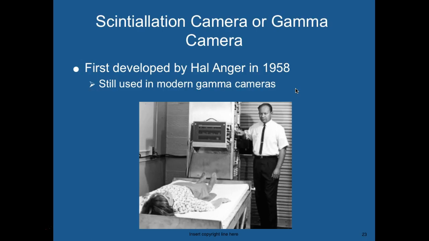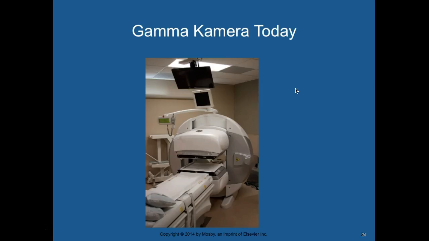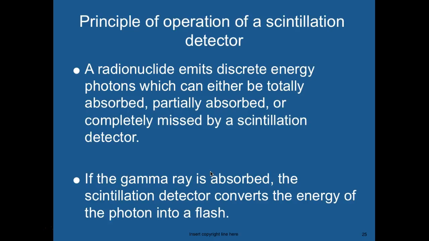Scintillation cameras or gamma cameras were first developed by Anger in 1958. I like his last name. Still used in modern gamma cameras. You can see here this is a dual head, so there are two heads on either side. So this is your dual head camera. This is the most common that you'll see at the hospitals and outpatient centers.